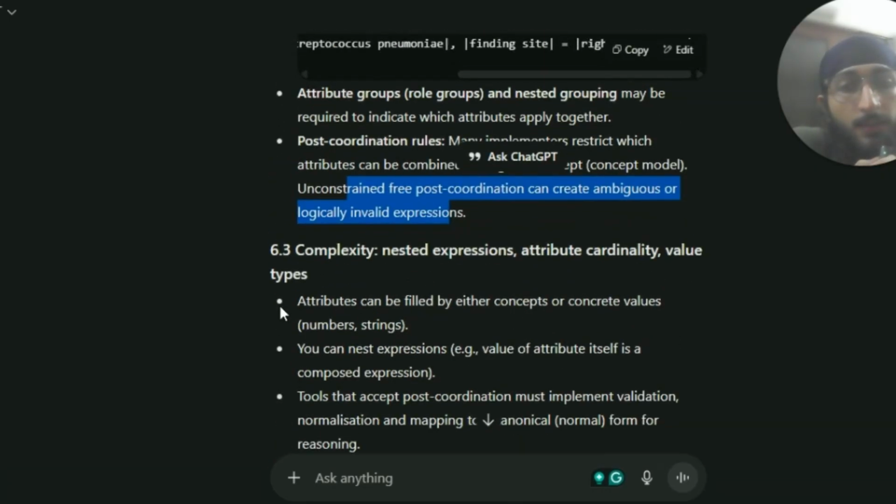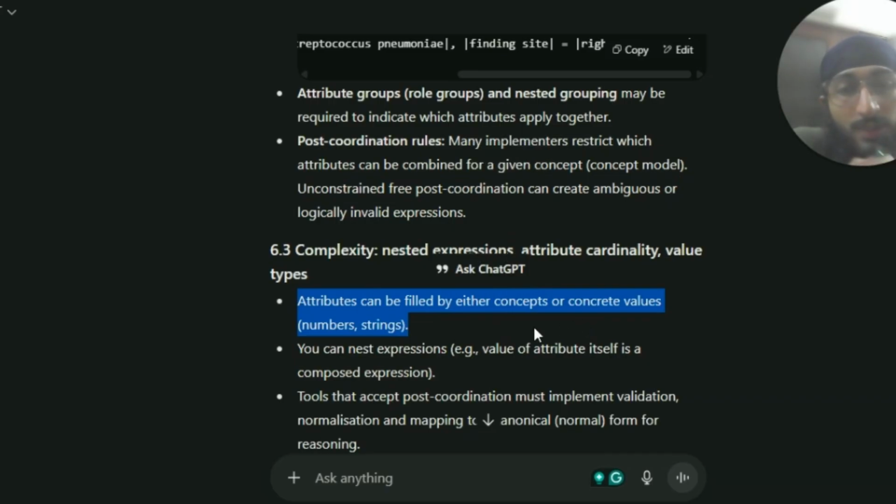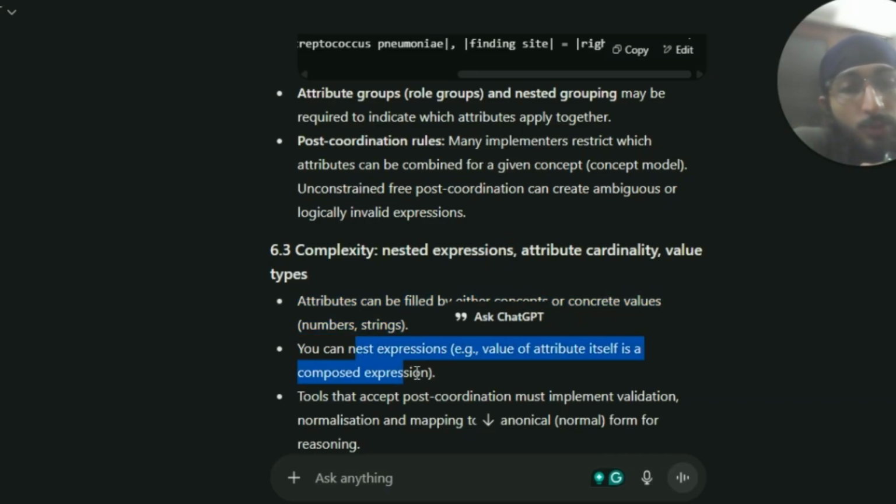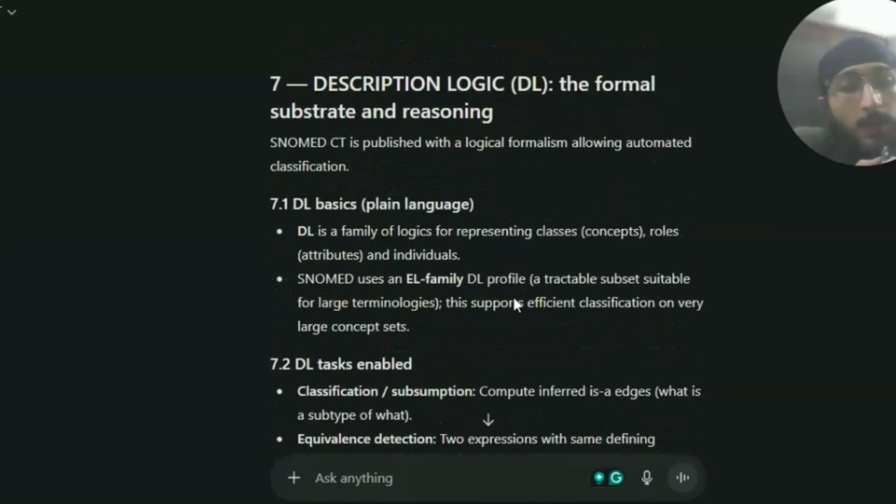Now, complexity: attributes can be filled by either concepts or concrete values. You can nest expressions, for example, where the value of an attribute is itself a composed expression. And that's all.